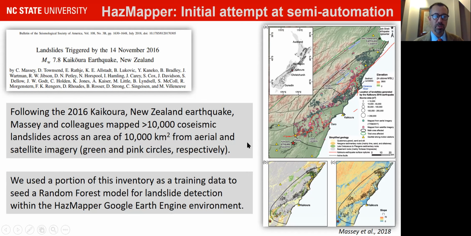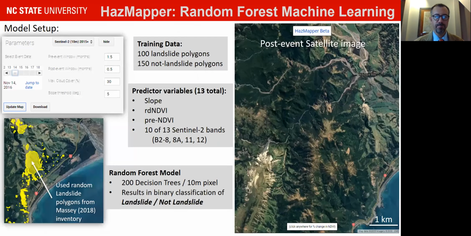And so we're going to use a portion of this inventory as training data to seed a random forest model for landslide detection within the HazMapper Google Earth Engine environment. Here again, here's our model setup. Here in yellow are the polygons from the Massey et al. 2018 inventory. From this inventory of over 10,000 landslides, we randomly selected 100 landslide polygons as training data, and then we created an additional 150 not landslide polygons.